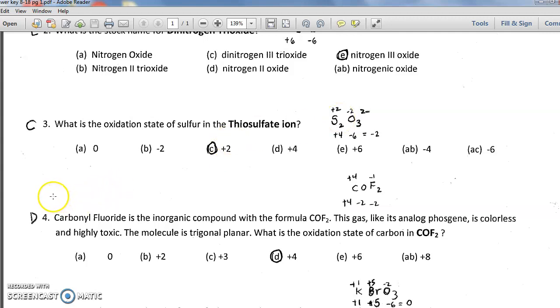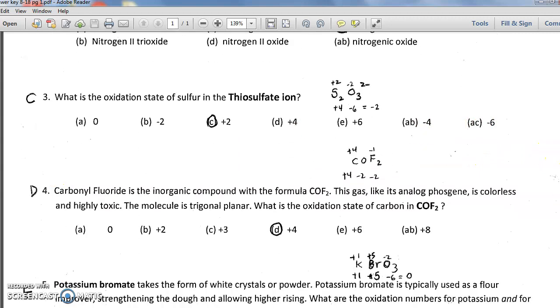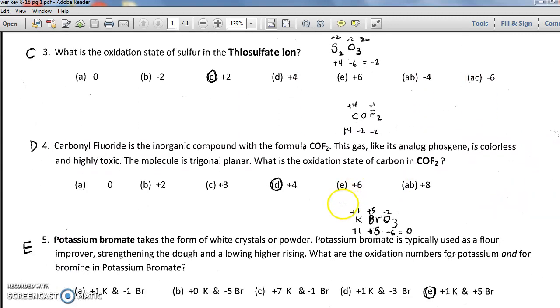Number 4, carbonyl fluoride has the formula COF2, and they're wanting to know the oxidation state of carbon. So we begin assigning based on who has the highest electronegativity first. In COF2, without a question, fluorine gets its charge. It has the highest electronegativity of all. It gets its -1. So we write the -1 there. There are 2 fluorines, so the total contribution is -2.